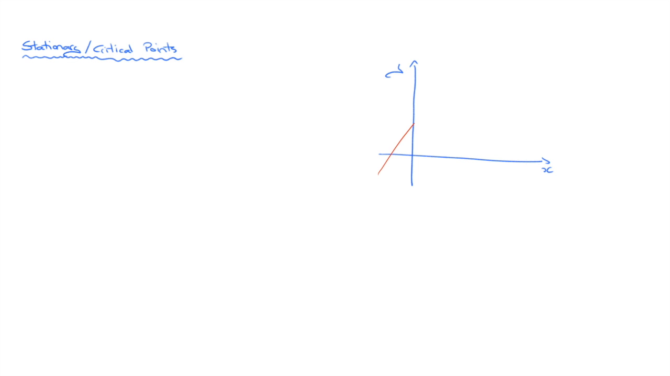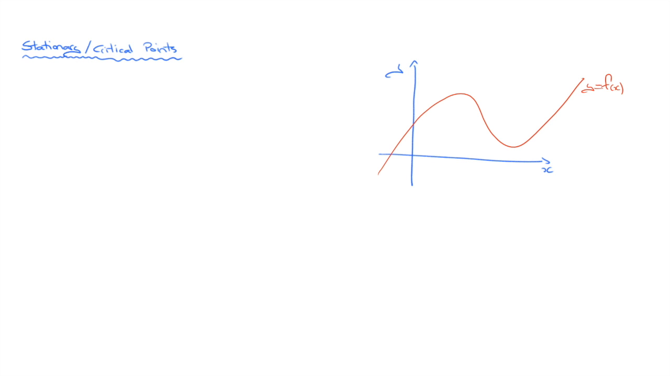We now learn about stationary points, which are also known as critical points. Now here's the idea. Let's say we have a curve on an xy grid like so, x and y, and our curve looks something like this. And its equation is y is equal to some function of x, f of x.